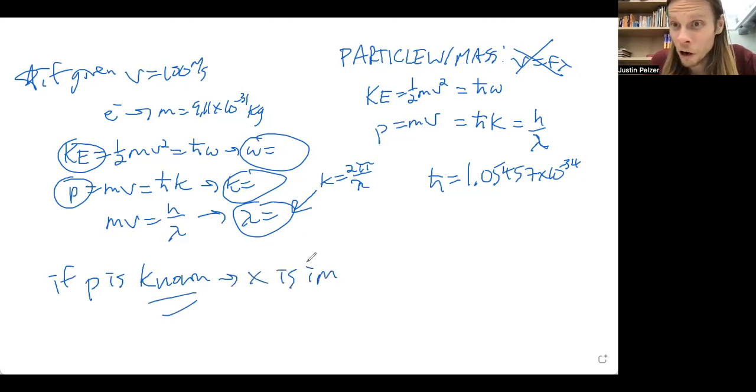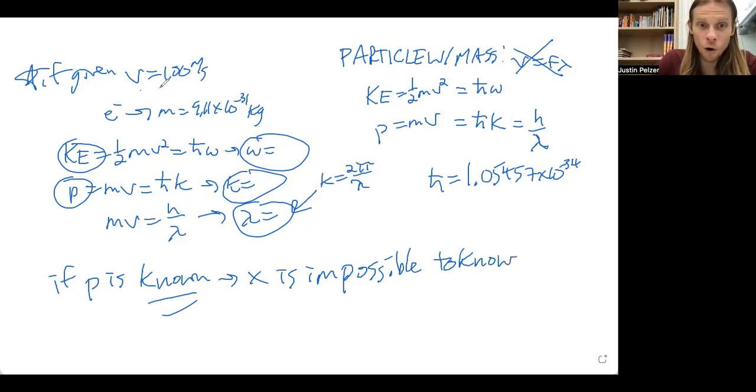And now if momentum is known, that means position is impossible to know. See the last video. Impossible to know. So the fact that we say we know that this is given no longer can be an assumption about a particle, right?